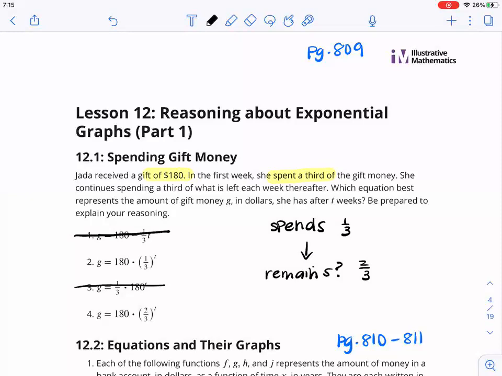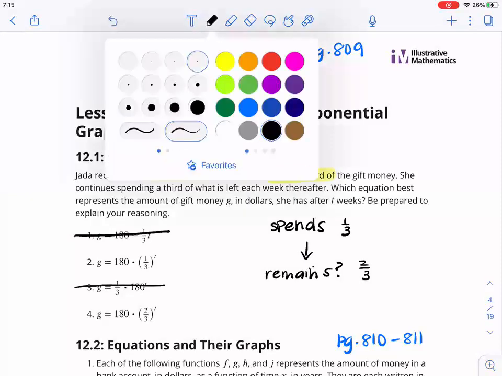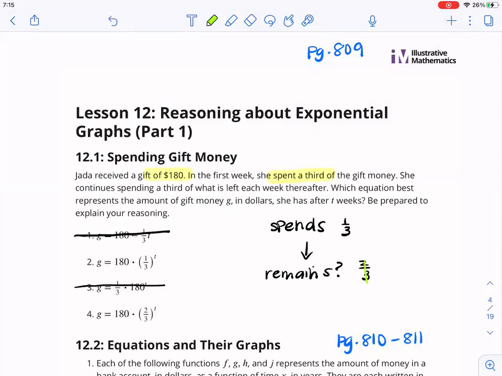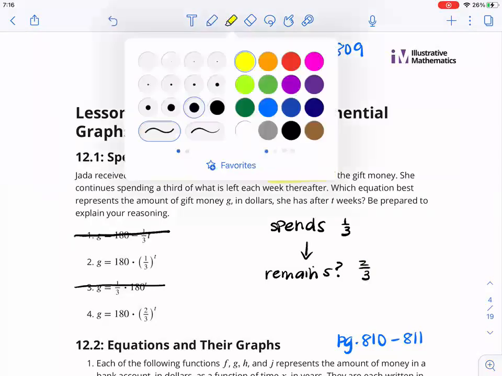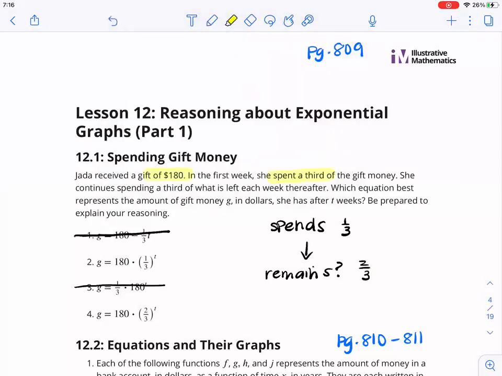Well, if we know that she spends 1/3, what remains is 2/3, and we know that what remains is always what goes into the equation. So here, what remains is always going to go in the equation, and that's what we have here. So 4 is going to be our correct equation.